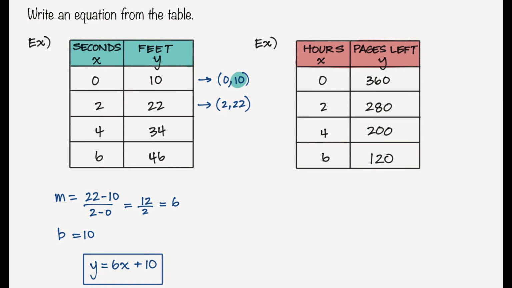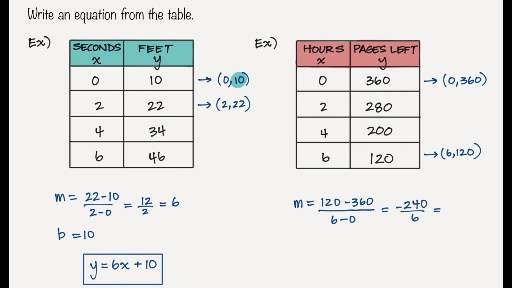The x values are the hours and the y values are the pages left of a book that you are reading. So again, I can take any points. So maybe I'll use the first line, which gives me (0, 360). And the second line, which is (6, 120). And I'll use those 2 points to find my slope. So subtracting the y values, I have 120 minus 360 over 6 minus 0. That leaves me with negative 240 over 6, which simplifies to negative 40. So that is my slope.